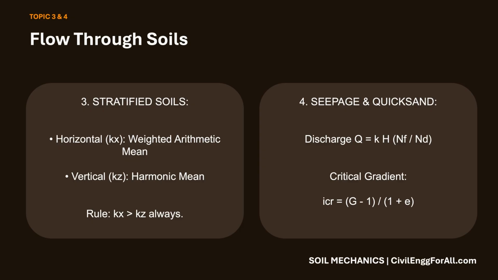For seepage analysis using a flow net, use the discharge formula, Q equals K into H multiplied by Nf divided by Nd. Here, Nf is the number of flow channels, and Nd is the number of potential drops. Also, watch out for the quicksand condition. The critical hydraulic gradient, icr, is G minus 1 divided by 1 plus e. If the exit gradient is greater than this value, the soil will boil and fail.